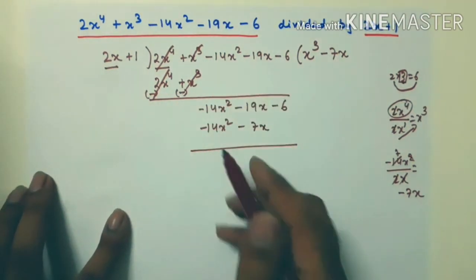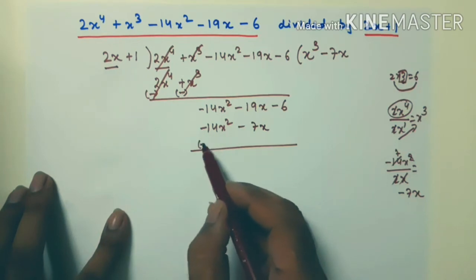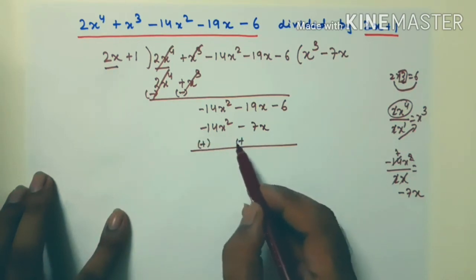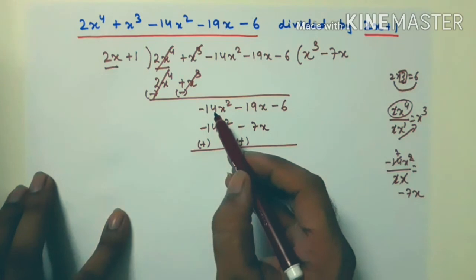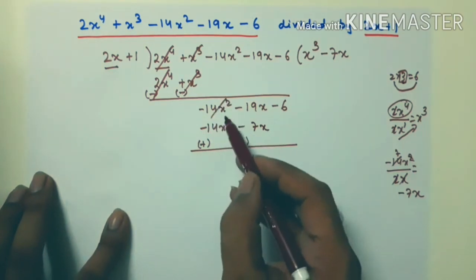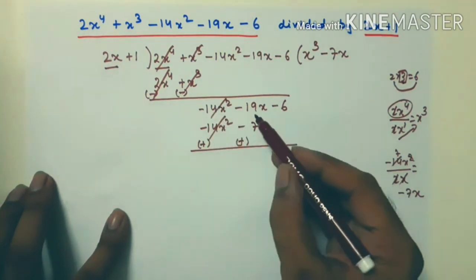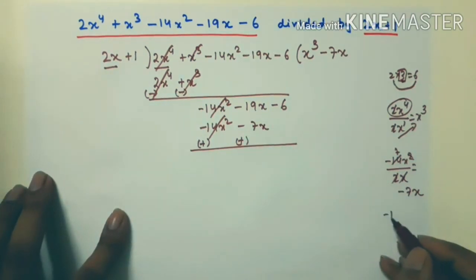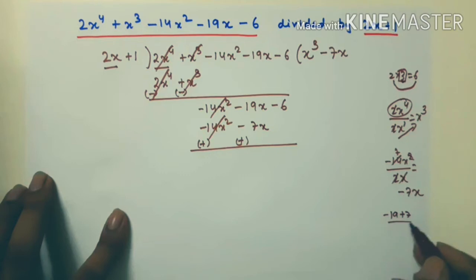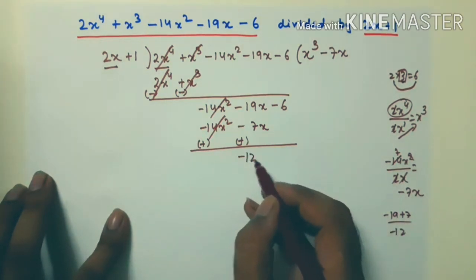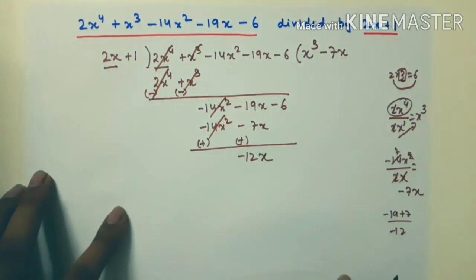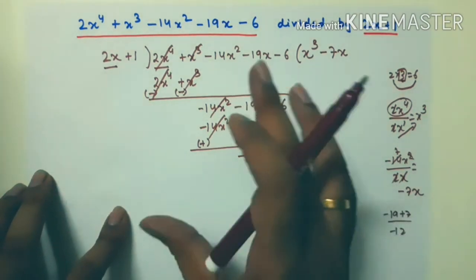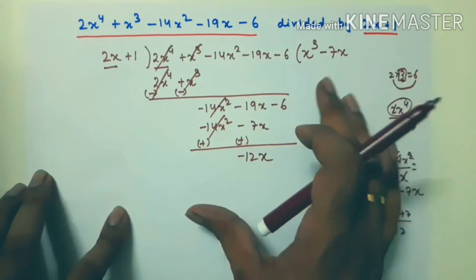We have to do the subtraction. So minus 14 becomes plus and minus 7x becomes plus 7x. So minus 14x squared plus 14x squared gets cancelled. Minus 19 plus 7: opposite sign, subtraction, put the bigger sign. So we have minus 12x. So we have to be good in integers, then only it will be easy, or else we will face difficulties.